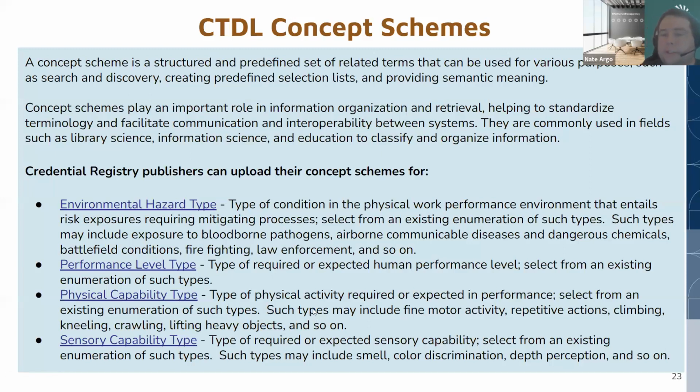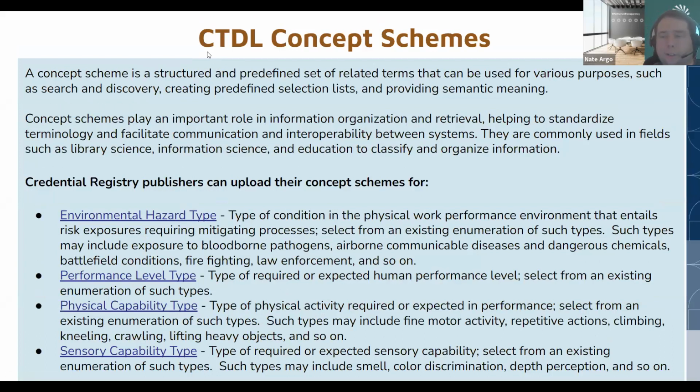Yeah, so a concept scheme, as described here at the top, is a structured and predefined set of related terms that can be used for various purposes, such as search and discovery, creating predefined selection lists, and providing semantic meaning. What that means is a concept scheme is essentially a controlled vocabulary of concepts, ideas, notions, whatever, that can be used to build a checkbox list on a user interface, or to say this set of 10 different things all reference the same concept, so therefore those 10 different things have that particular concept in common. It's a way of not only identifying, but also reusing a concept or a set of concepts altogether.